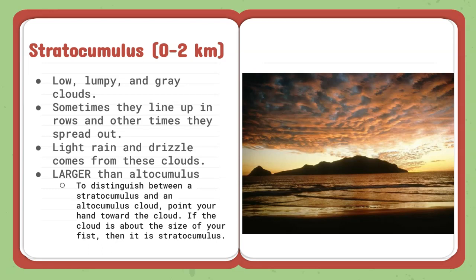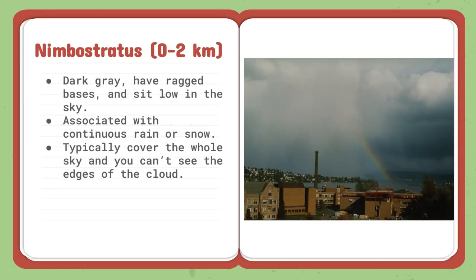If you remember back to the altocumulus clouds, they were quite small cumulus little puffs. If the puffs are a lot larger, then they will be classified as stratocumulus clouds. So a way to distinguish between them is to point your hand toward the cloud, and if the cloud is about the size of your fist from an arm length distance, then it's most likely a stratocumulus cloud. Just a little handy tip there.